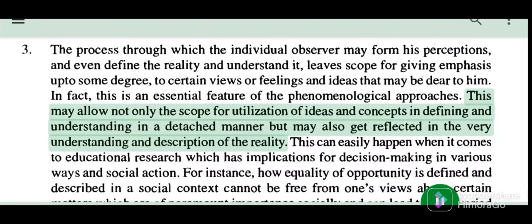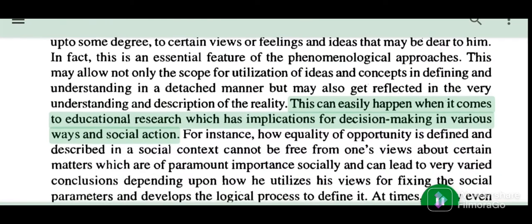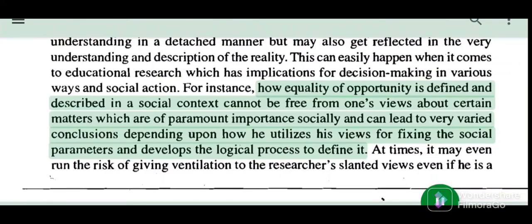This may allow not only the scope for utilization of ideas and concepts in defining and understanding in a detached manner but may also get reflected in the very understanding and description of the reality. This can easily happen when it comes to educational research, which has implications for decision-making in various ways and social action. For instance, how equality of opportunity is defined and described in a social context cannot be free from one's views about certain matters which are of paramount importance socially and can lead to very varied conclusions depending upon how he utilizes his views for fixing the social parameters and develops the logical process to define it.